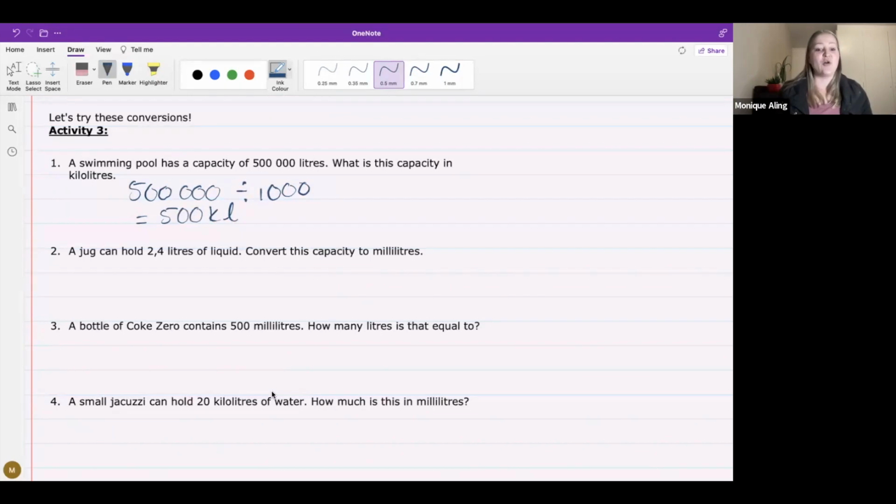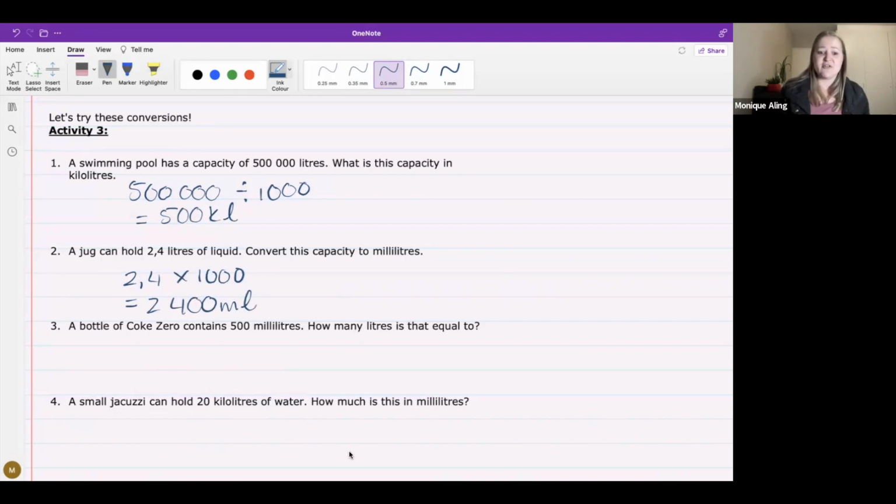A jug can hold 2,4 liters of liquid. Convert this capacity to milliliters. Nice. Good. Awesome. So 2,4 times by 1,000, and I see everyone's got the correct answer of 2,400 milliliters. Well done, everyone. And then question 3.